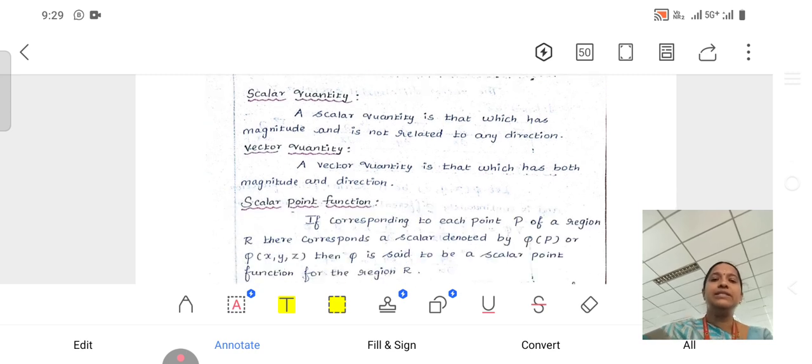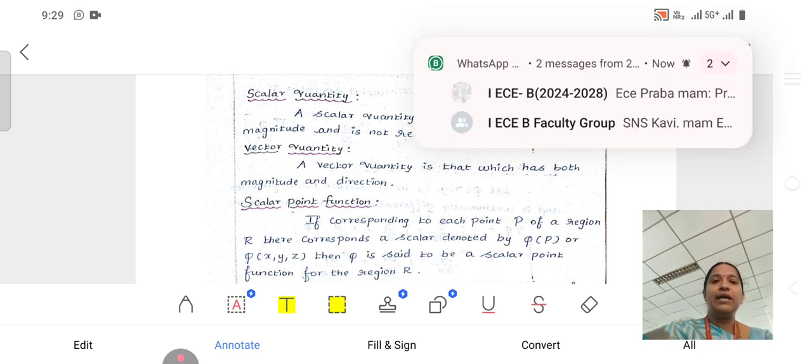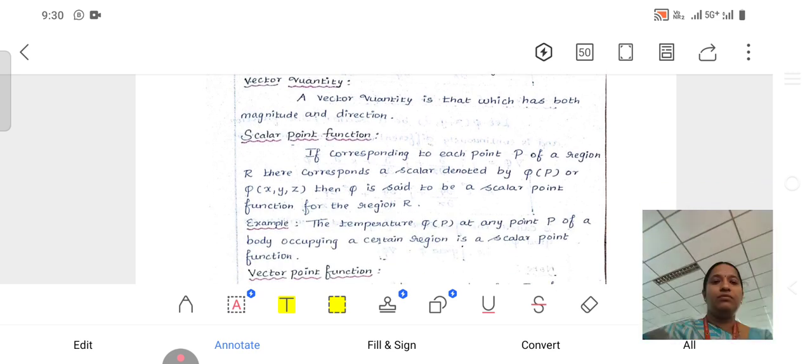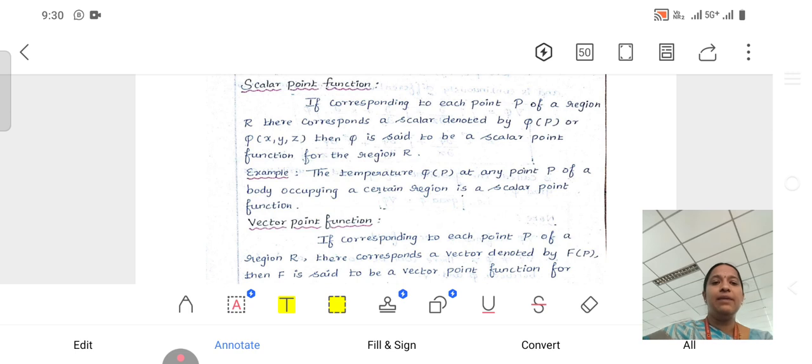Next definition is scalar point function. If corresponding to each point P of a region capital R, there corresponds a scalar denoted by phi of x, y, z, then phi is said to be a scalar point function for the region R. Let's see the example. The temperature phi of P at any point P of the body occupying a certain region is called a scalar point function.